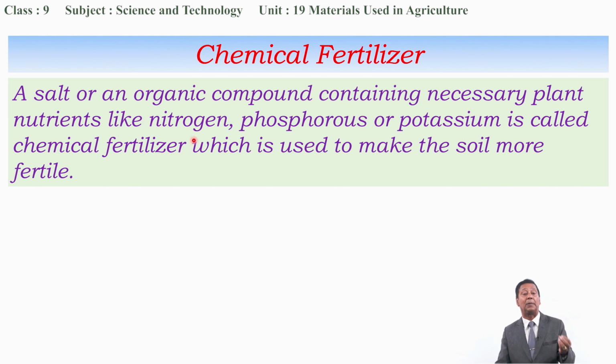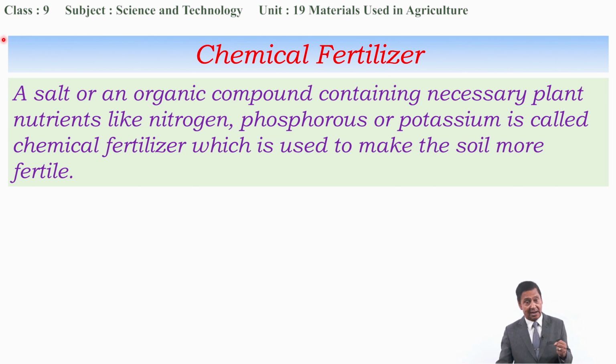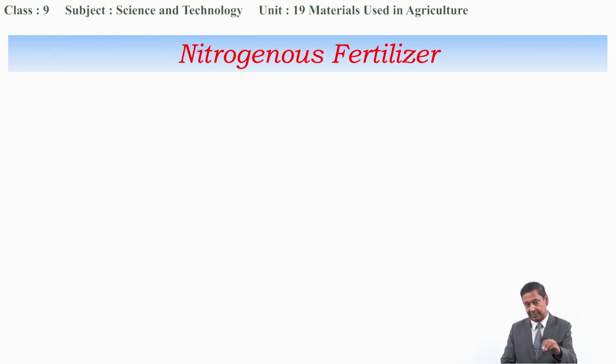We have to supply nitrogen to the plant by the use of nitrogenous fertilizer. That's why these three nutrients, which are very, very important and called primary macronutrients necessary for the good growth of plant, can be supplied by these different chemical fertilizers. Nitrogenous fertilizer means the fertilizer which supplies nitrogen to the plant.